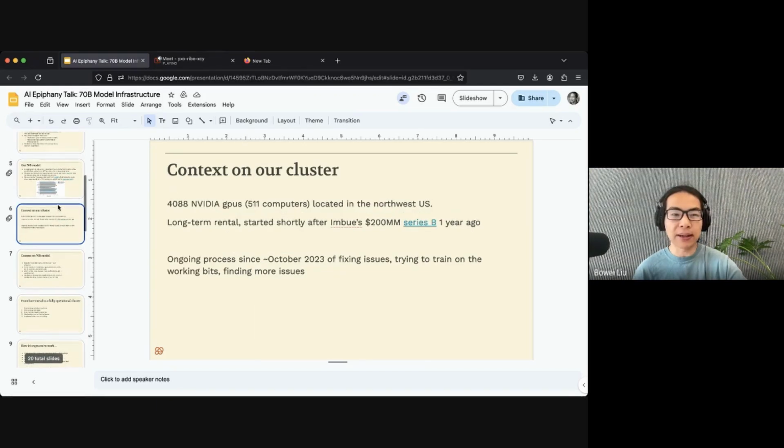No worries. Okay, and then hopefully I get to talk about the stuff I'm excited about, which is the hardware that computes. So this is 511 hosts. That's around 4,000 H100 GPUs. These are located in the northwestern United States, so pretty close to us since we're on the West Coast. Means good latency. This is a long-term rental. I can speak a little more about our motivations here as well.